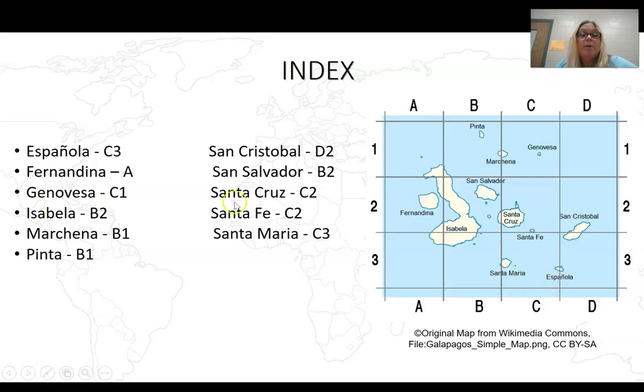Okay, how about if we try one over here? San Salvador, we're going to go to B2, so we're going A, B, and 1, 2, and there in B2 is San Salvador. So you can see how the index works. And all of these together are called map elements. And the purpose of map elements is to help make map reading more efficient and easier for the user.